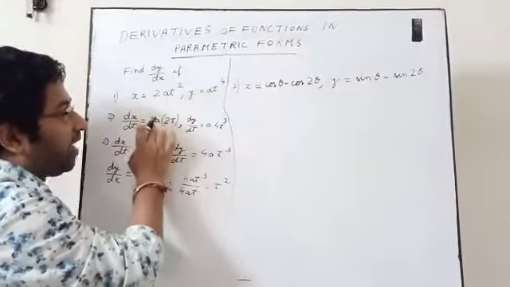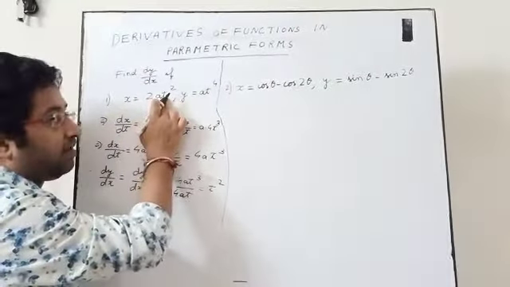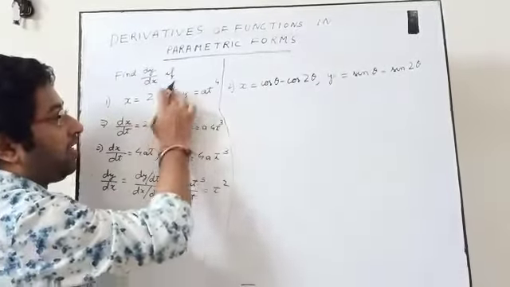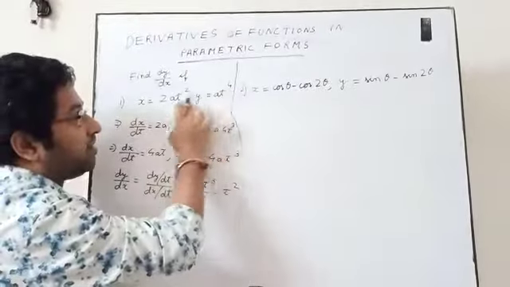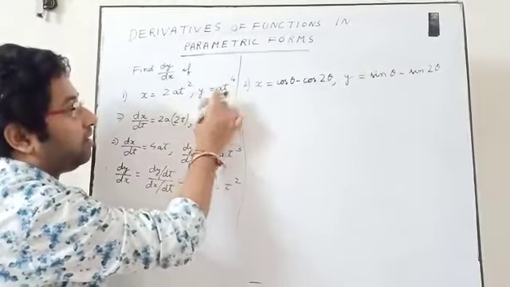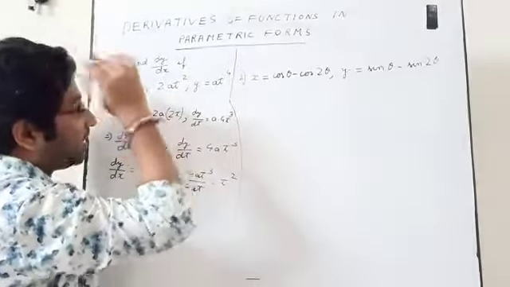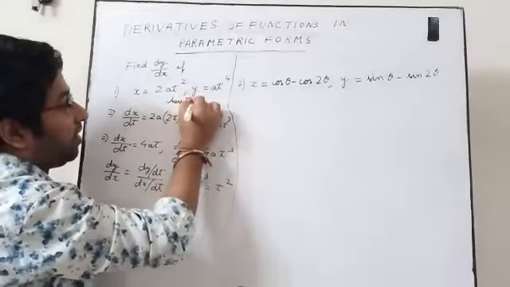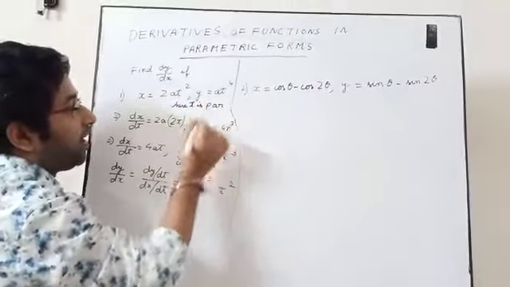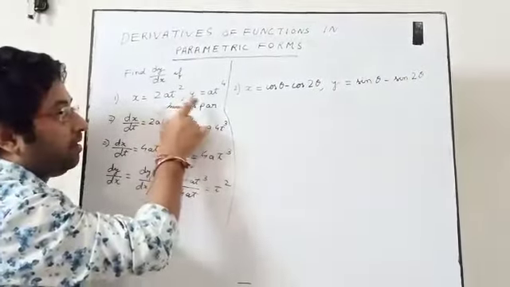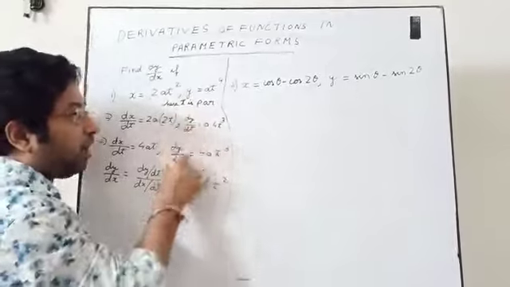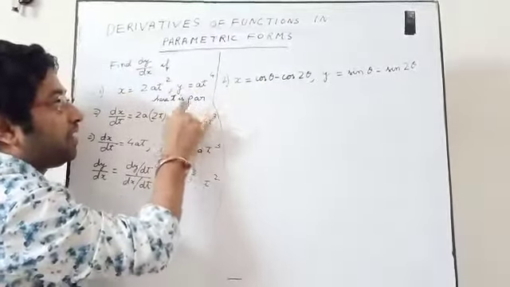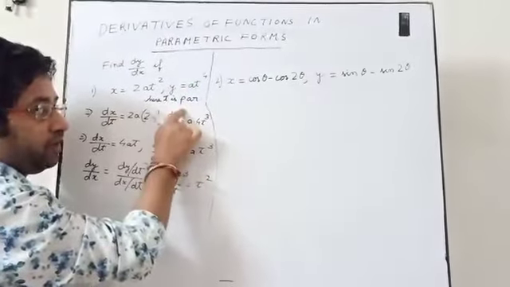A is constant. T was a parameter in this part, parametric form, so I did the derivative with respect to t. A is constant where t is the parameter. If a question comes, it will be given in your question which is the parameter, a or t. Here t is the parameter.